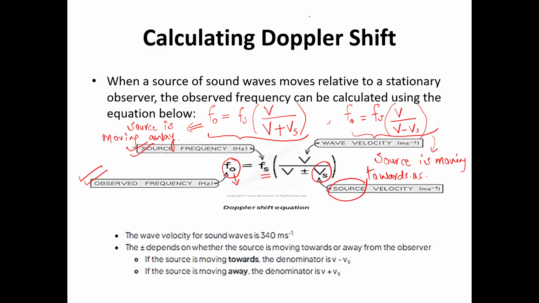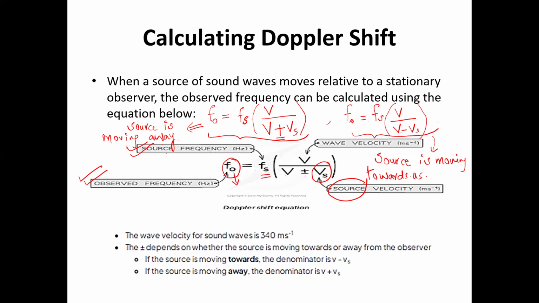Alright, we were discussing the calculation of the Doppler effect. In the case of Doppler's effect, the formula is F naught is equal to Fs multiplied by V divided by V plus or minus Vs. At one time it is going to be plus, and at another time it is going to be minus. Do remember the different variables present in this formula.